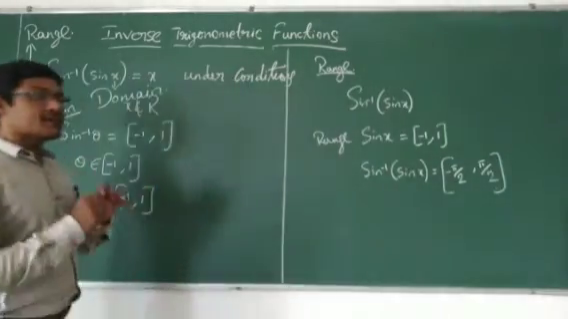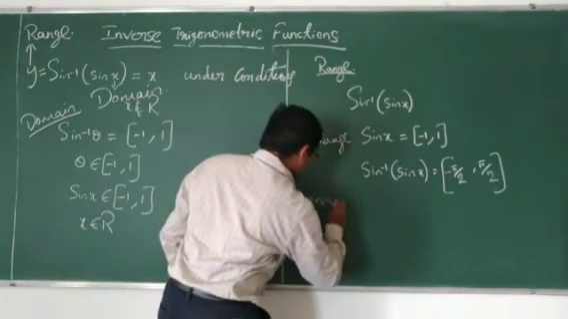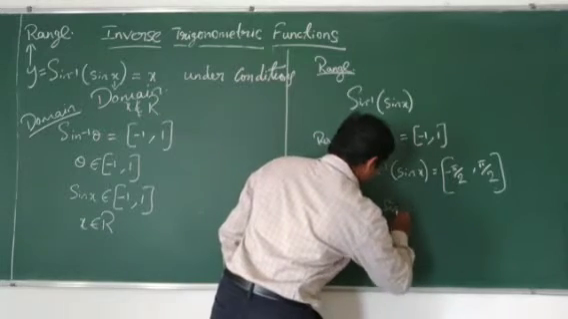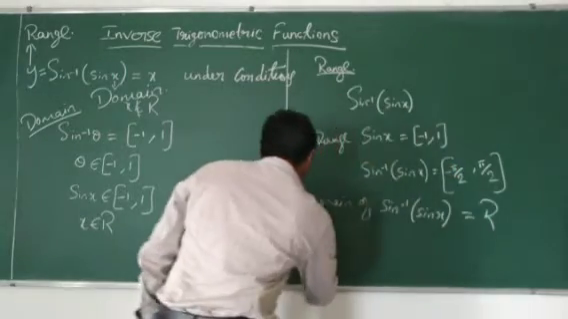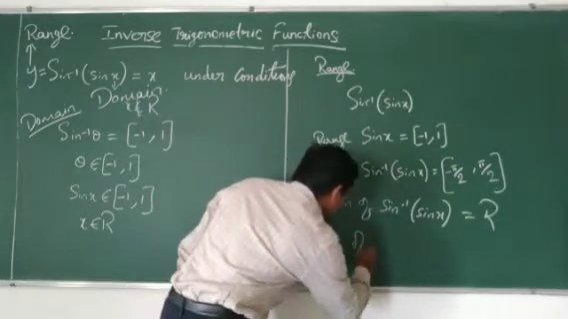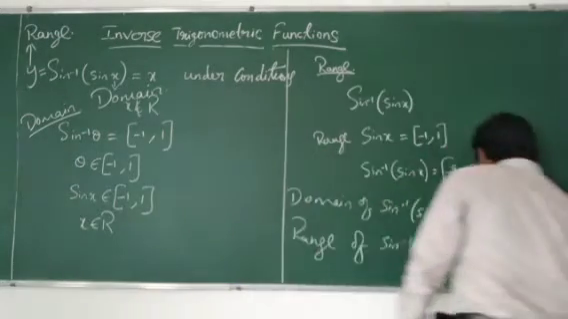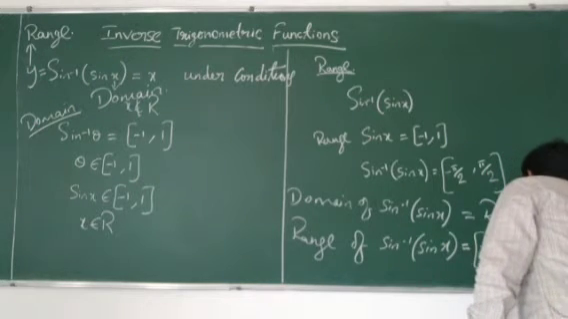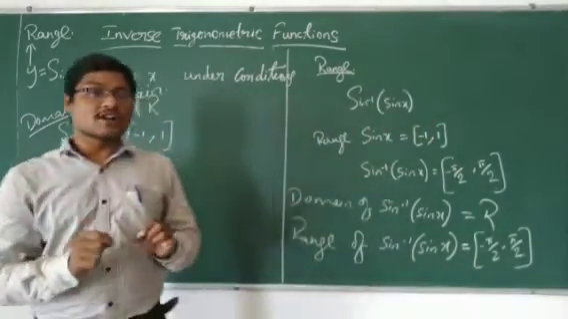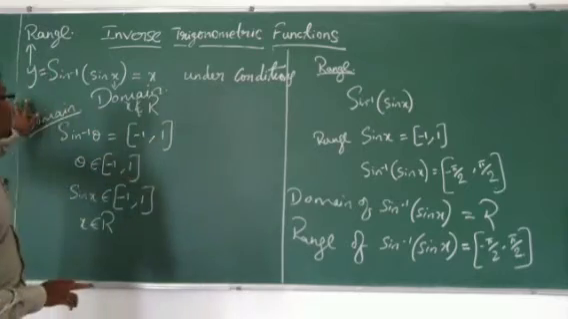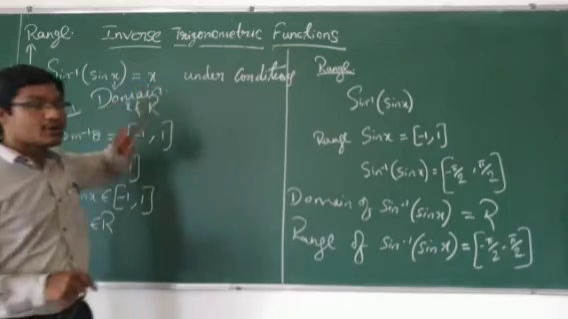Now we have studied what is the domain and range of this. Domain of sin inverse of sin x is equal to R. Range of sin inverse of sin x is equal to minus pi by 2 till pi by 2. We have studied only what is the domain and what is the range of this function. Still we have not studied under what condition this is equal to x.